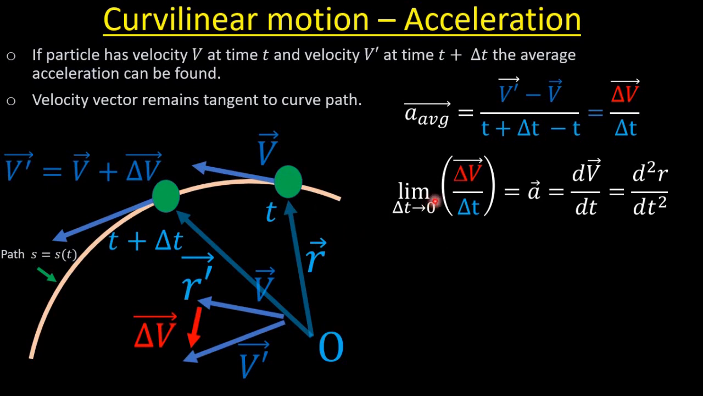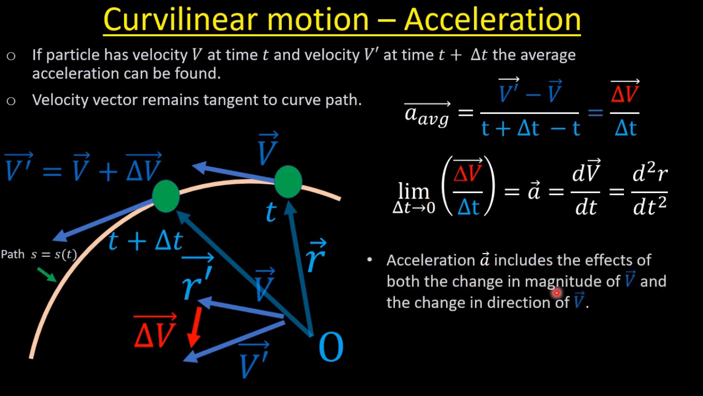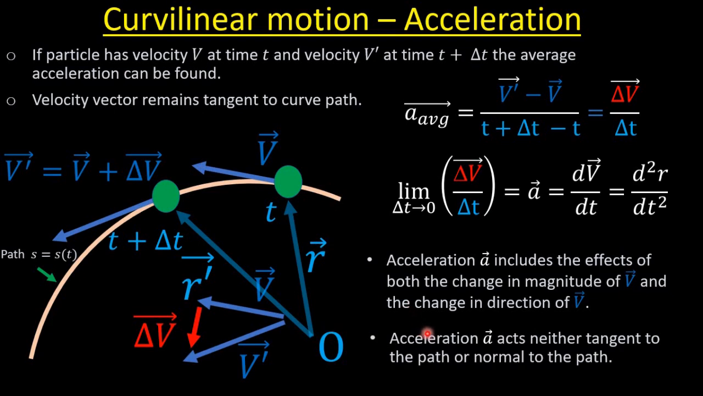So the acceleration a includes the effects of both the change in the magnitude of v along that curve and the change in direction. Since it's accelerating along the curve and its position has changed, a is going to include the effects of both its increase in velocity along the curve and its change in direction. That means from this we can see that acceleration a acts neither tangent to the path nor normal to the path. The change in magnitude of v occurs along the path, and there's another acceleration which occurs because of the change in its position. If we were to draw in a, it would look like this.